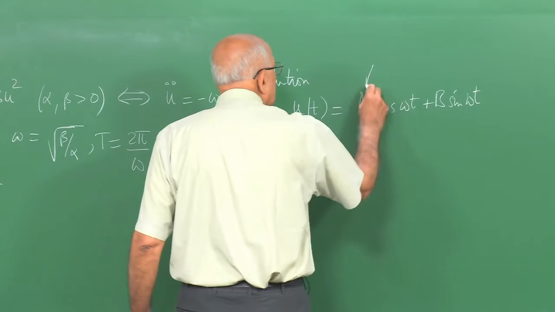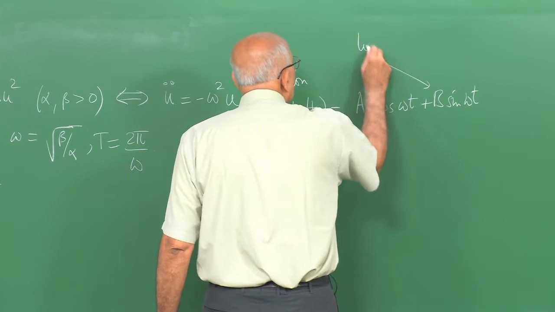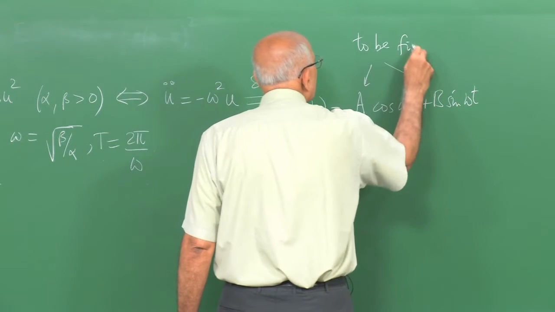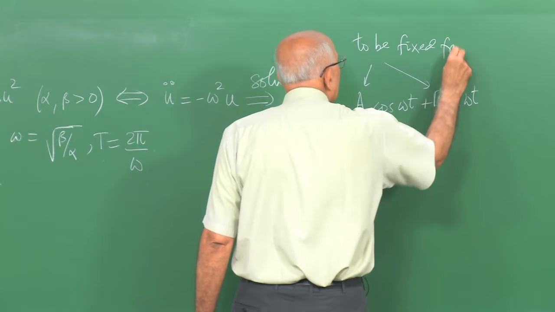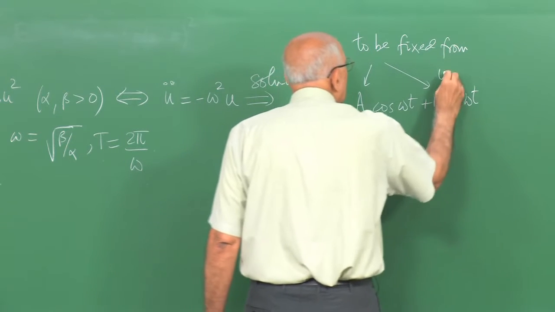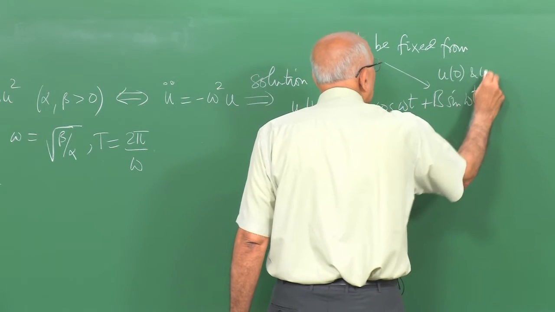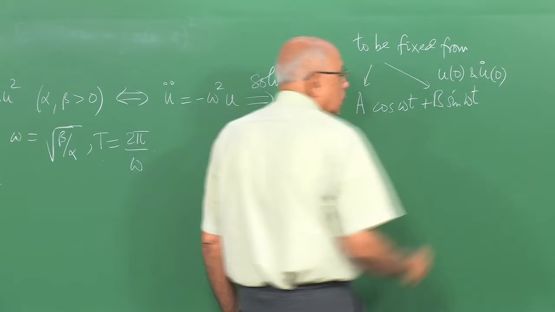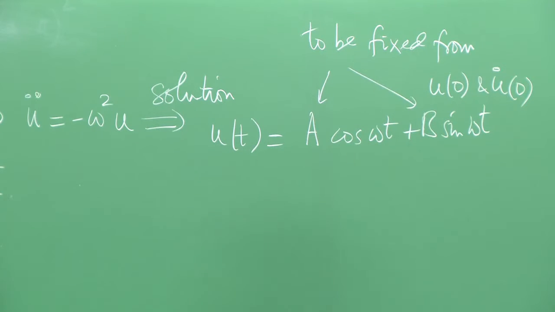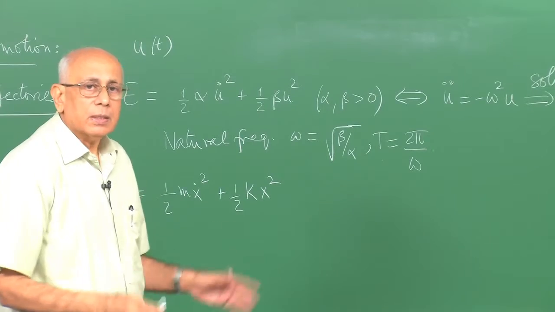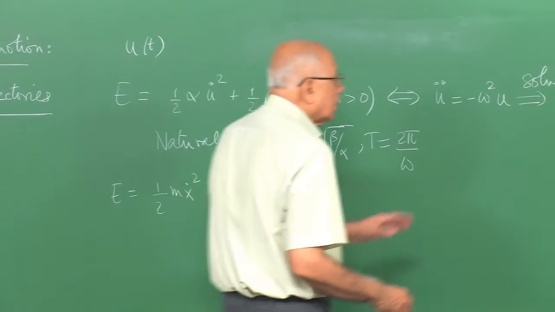So these constants are to be fixed from u of 0 and u dot of 0. If you tell me what the initial velocity, u dot being velocity, is and the initial position is, then I tell you what these constants a and b are, and this is the general solution.